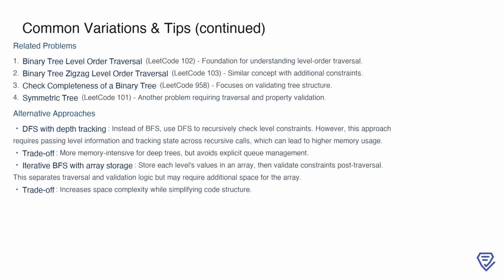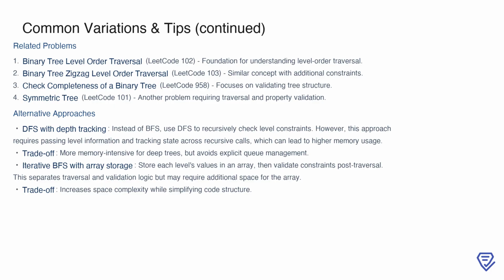This problem is closely related to other tree traversal questions that you might encounter. For instance, binary tree level order traversal, LeetCode 102, provides the foundational understanding of level order traversal. Binary tree zigzag level order traversal, LeetCode 103, introduces similar constraints with additional complexity. Check completeness of a binary tree, LeetCode 958, focuses on validating the structure of the tree, and symmetric tree, LeetCode 101, emphasizes traversal alongside property validation.